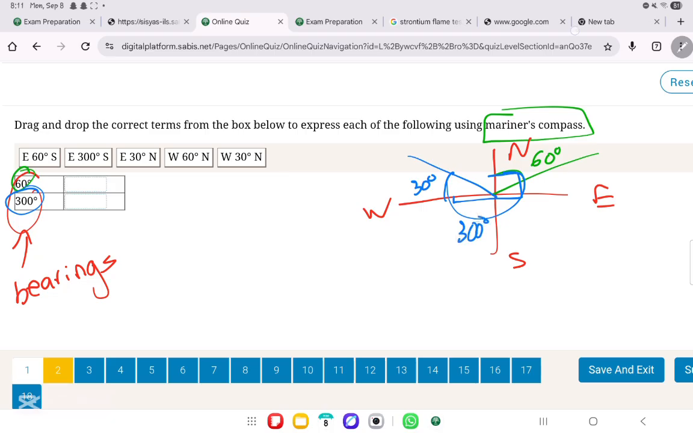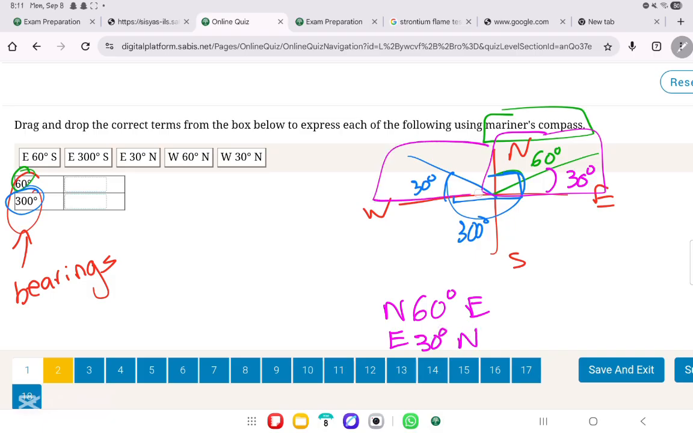Now what are they asking us? They're asking us for the Mariner's compass angle, okay? For the first one, which is this over here, you can either write it as north 60 degrees east, or if you went this way, you could write it as east 30 degrees north. Now, for the second one, which is this one over here, you can either write it as west 30 degrees north, or if you did it the other way, you could write it as north 60 degrees west, okay?